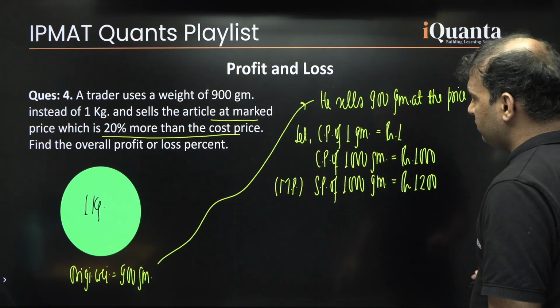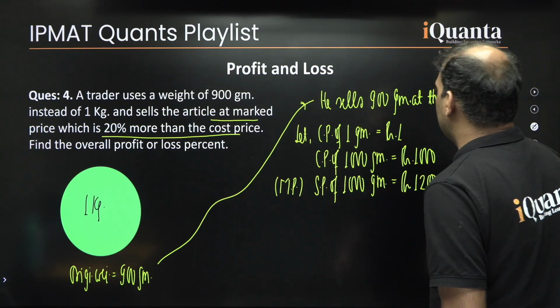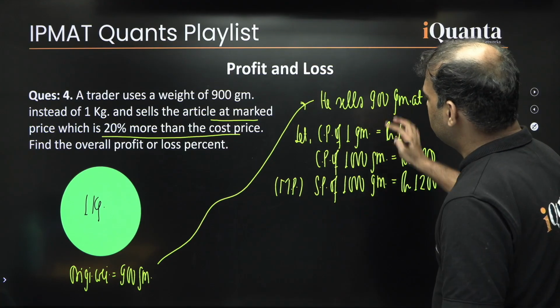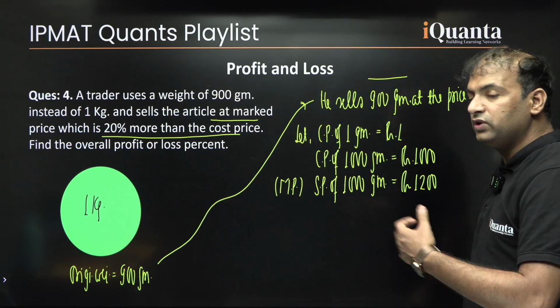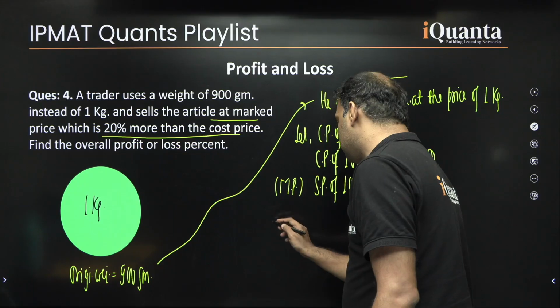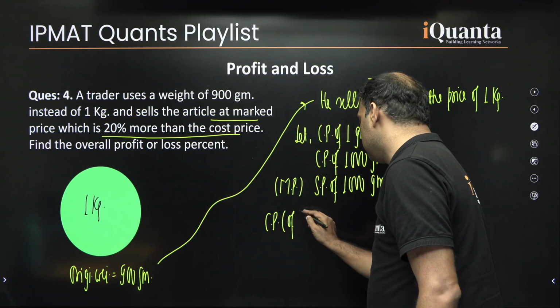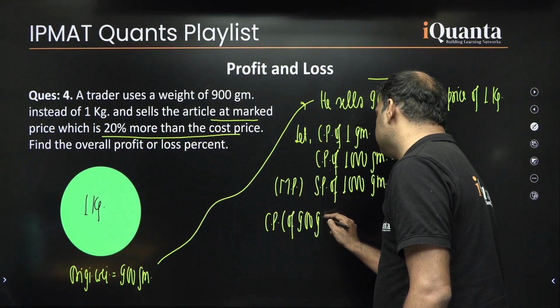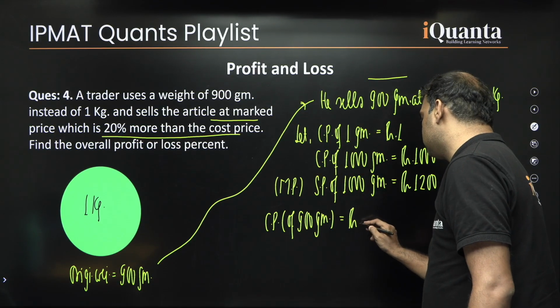Okay, next part, guys, we have written this for the 1 kg or 1000 grams, right? Now in this problem, remember, the customer is getting only 900 grams and paying the price of 1 kg. So for the trader, the cost price will be considered for 900 grams, because in reality he is giving only 900 grams to the customers, right? So what should we say here? The cost price will be written of 900 grams, and it has to be rupees 900, simple.